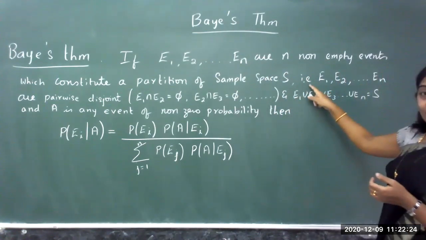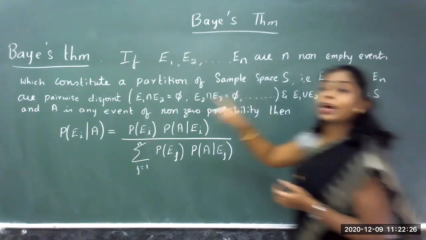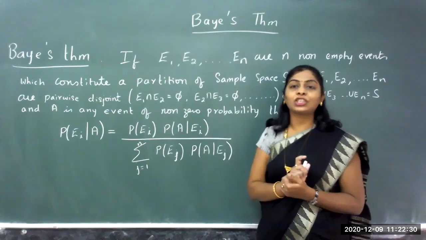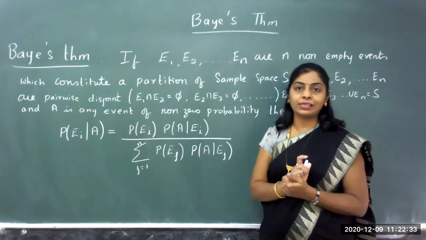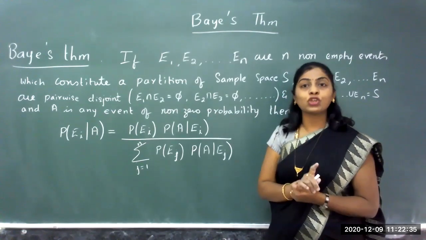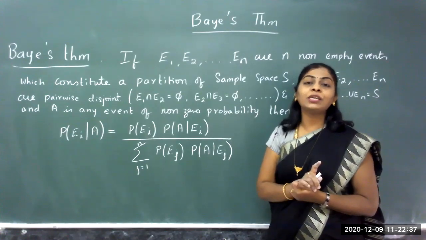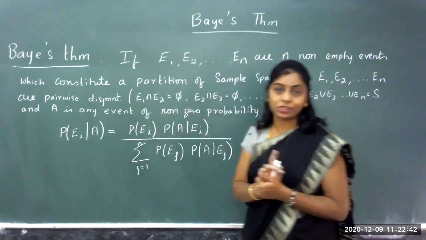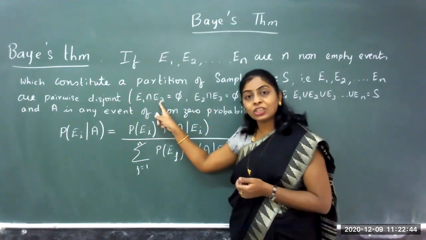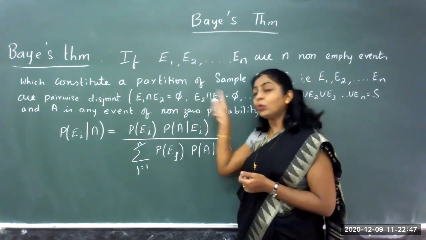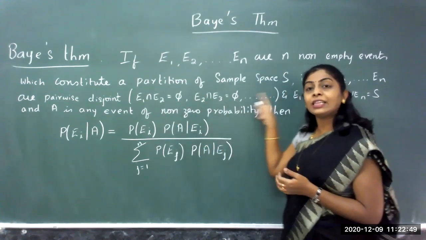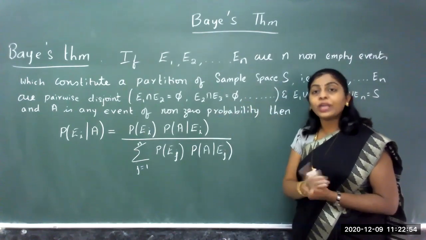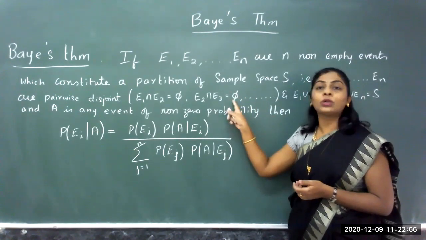Such that E1, E2, up to EN are pairwise disjoint. When I say disjoint, the intersection of two sets is equal to a null set. A and B are said to be disjoint sets if A intersection B is equal to a null set. Therefore, these events are pairwise disjoint. That means E1 intersection E2 is a null set, E2 intersection E3 is a null set, E3 intersection E4 is a null set. Pairwise, they are disjoint. Two sets are disjoint if their intersection is a null set.